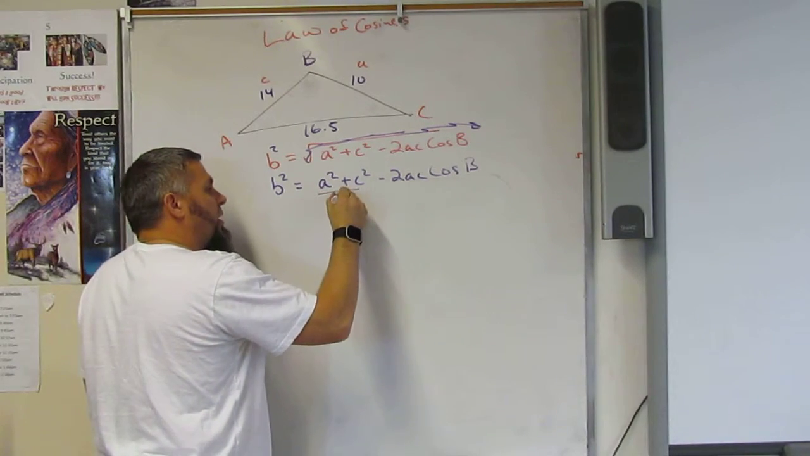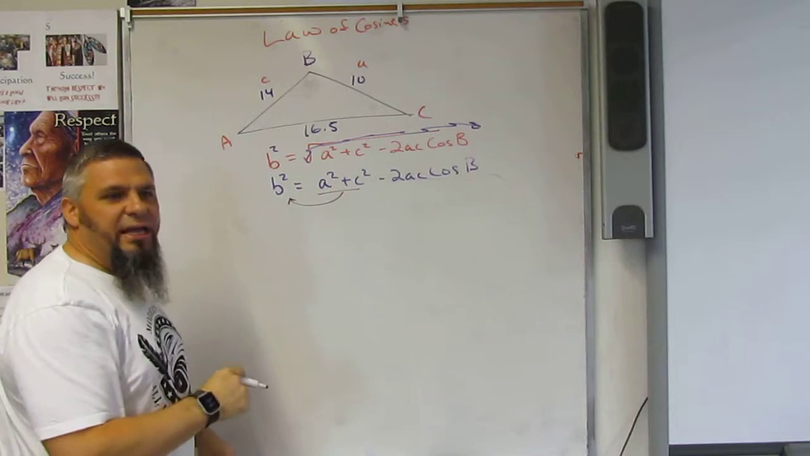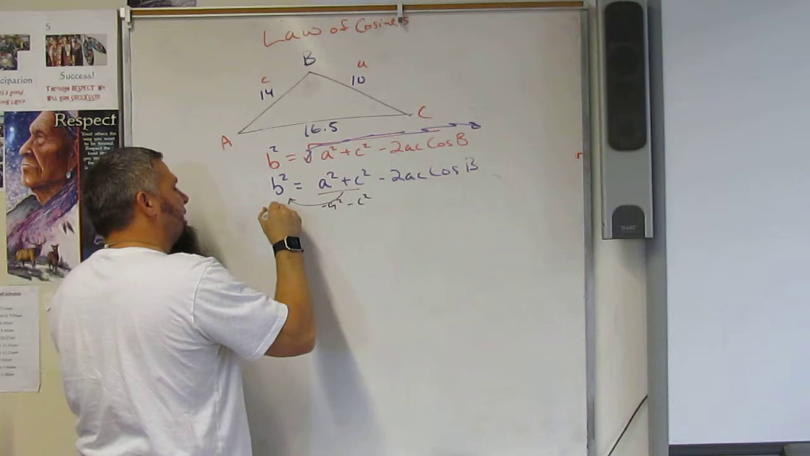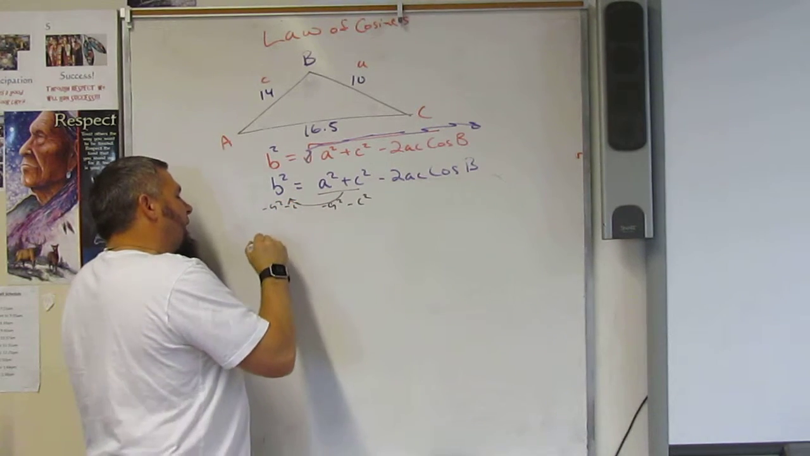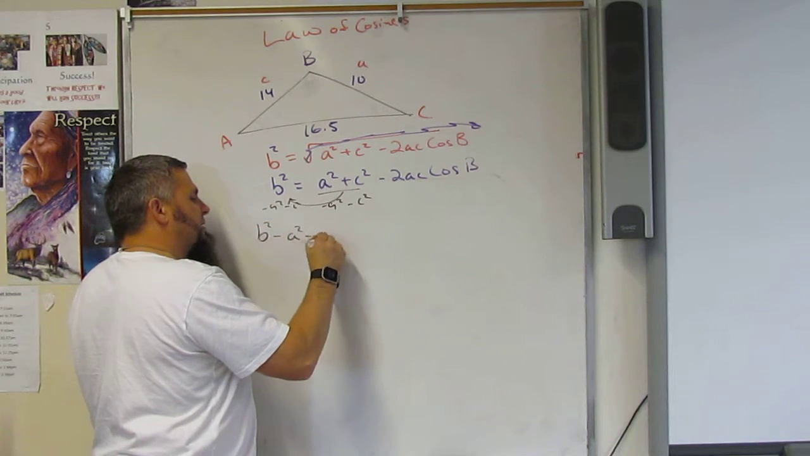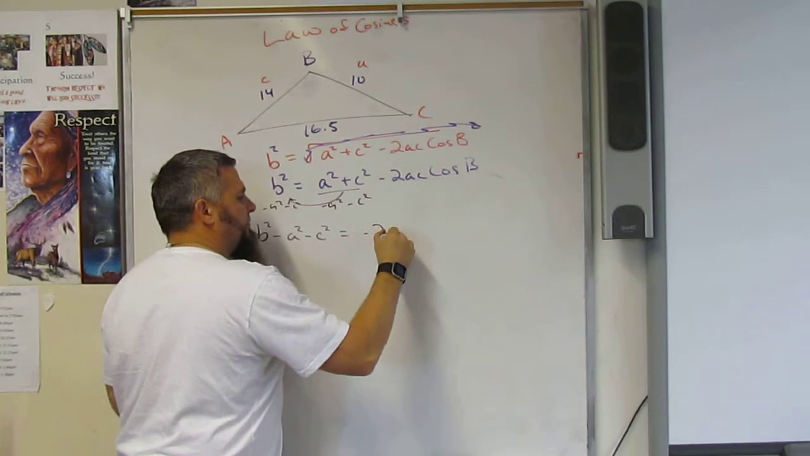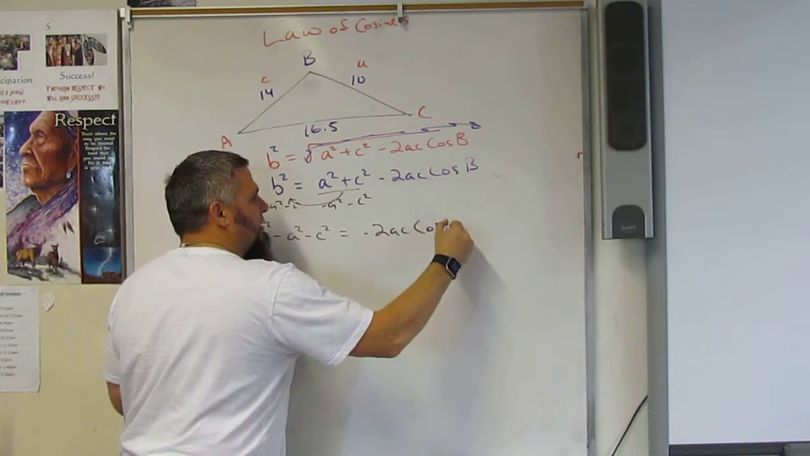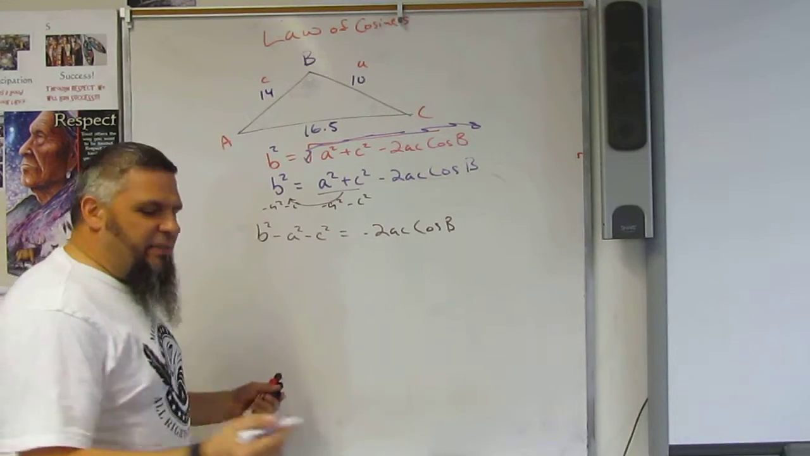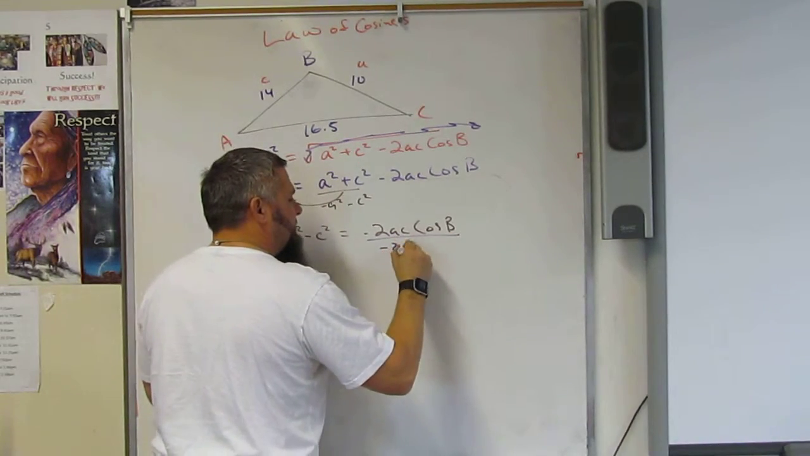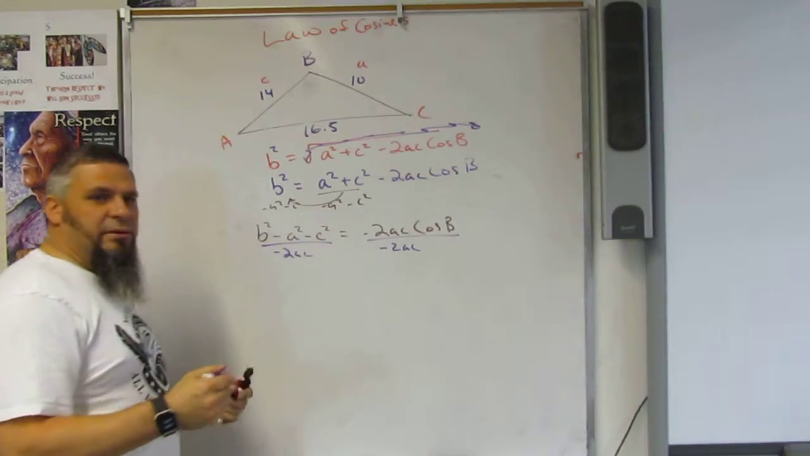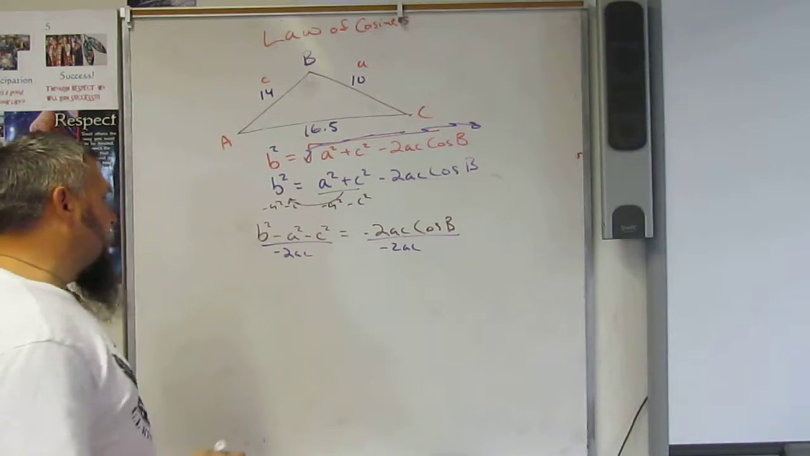If I move these over here, I just change their signs. So in essence, I'm going to go minus a squared minus c squared on both sides, and I get b squared minus a squared minus c squared is equal to negative 2ac cosine b. Right? Now, I'm going to divide by negative 2ac. But what I do to one side, I do to the other. Negative 2ac, right? And then I do something very ingenious.